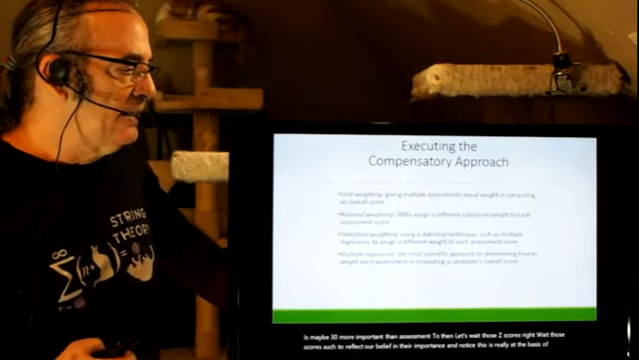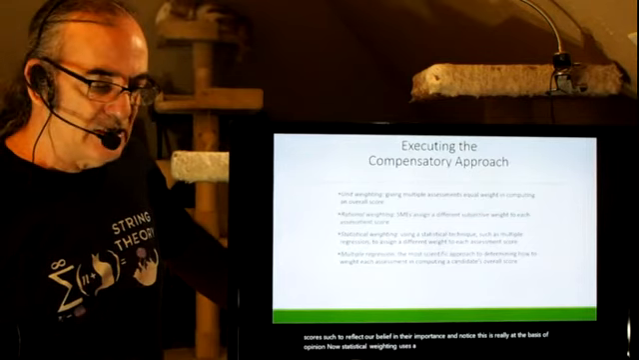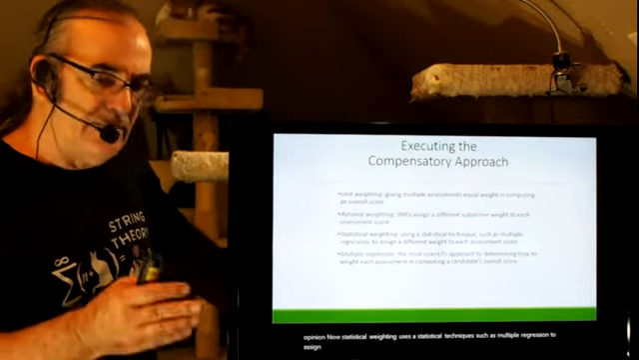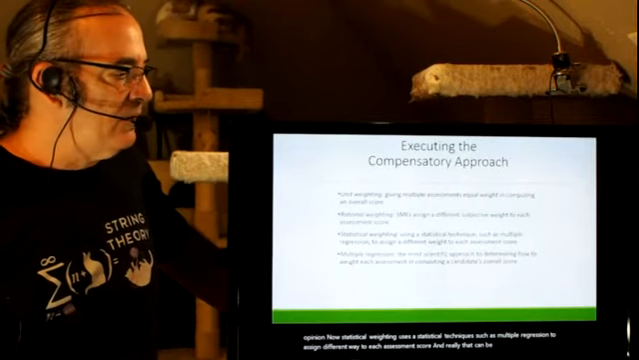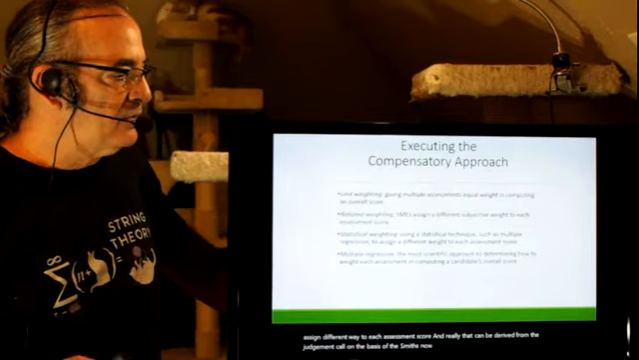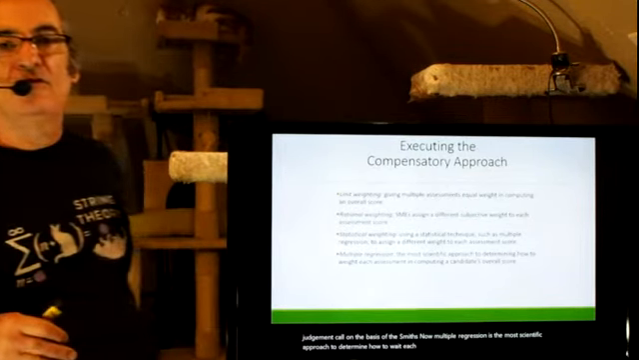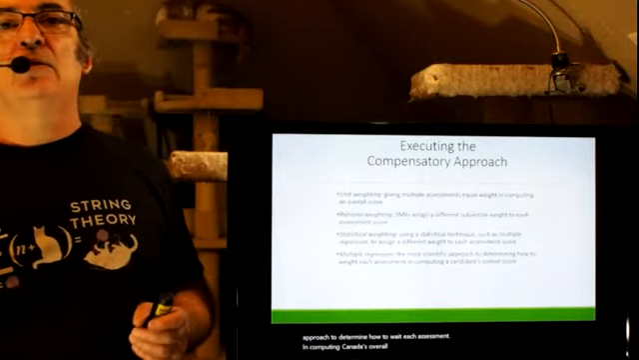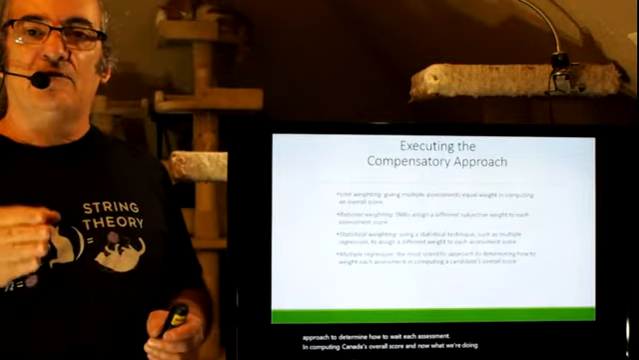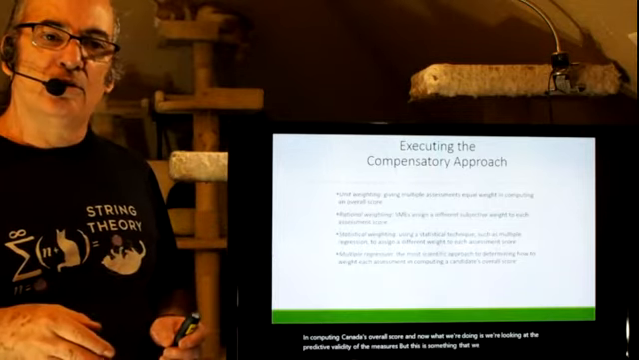Now, statistical weighting uses a statistical technique such as multiple regression to assign different weight to each assessment score, and really that can be derived from the judgment call on the basis of the SMEs. Now, multiple regression is the most scientific approach to determine how to weight each assessment in computing a candidate's overall score. And now what we're doing is we're looking at the predictive validity of the measures, but this is something that we do in multiple cycles.